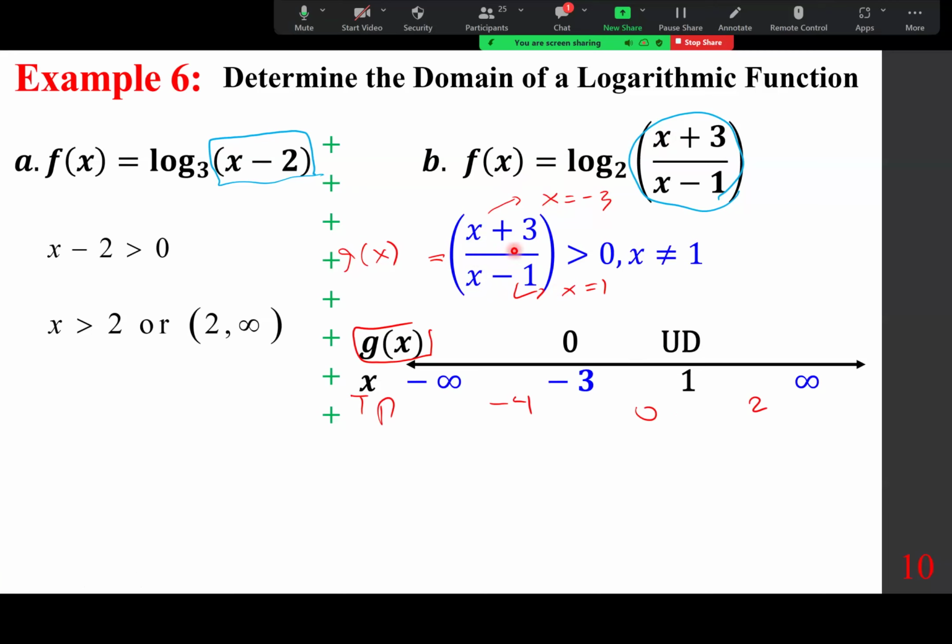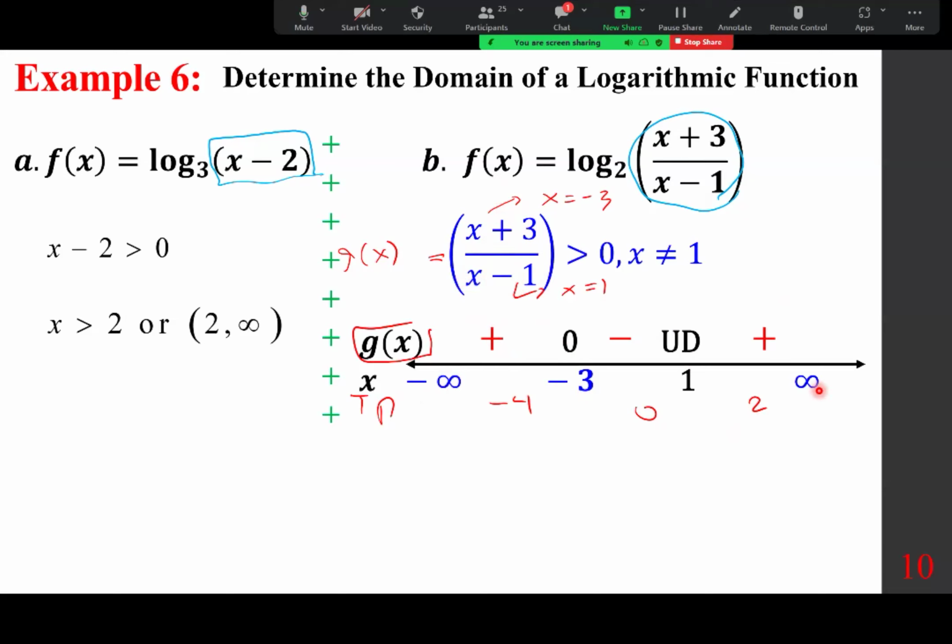If I plug in 0, I get positive 3 over negative 1, which makes it negative. They alternate. But as I said, if you put negative 4, you get negative over negative, which is positive. Put 2, 2 and 3, 5, 2 minus 1 is 1, so positive. So what we want is positive. So here and here. Here means from negative infinity to negative 3. Here means from 1 to infinity.